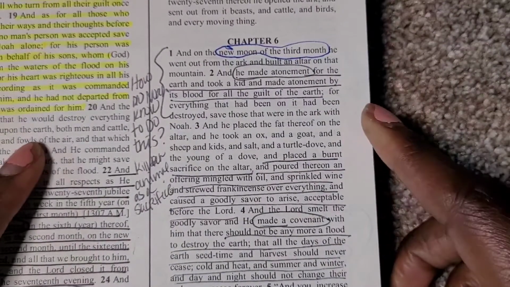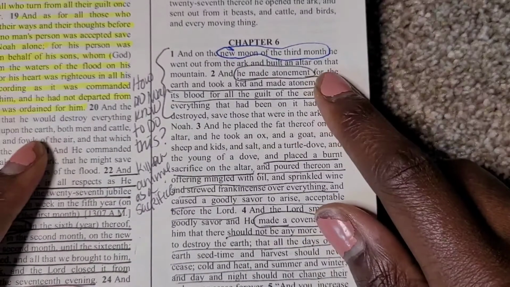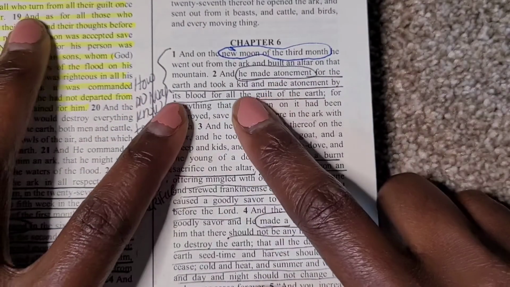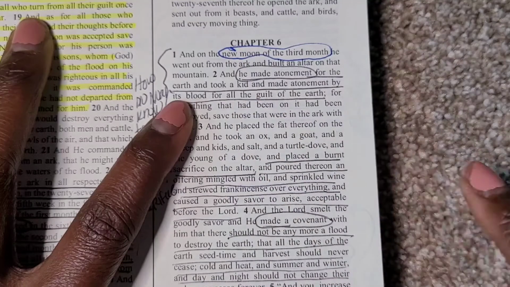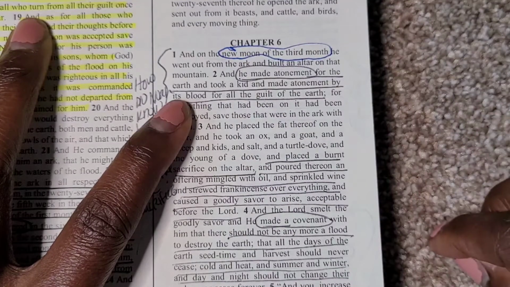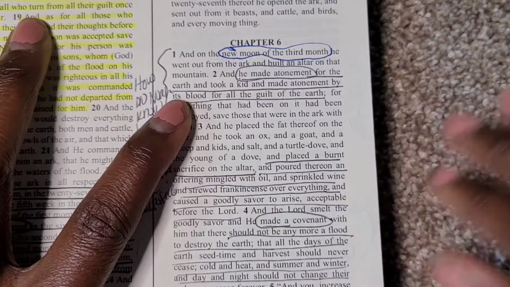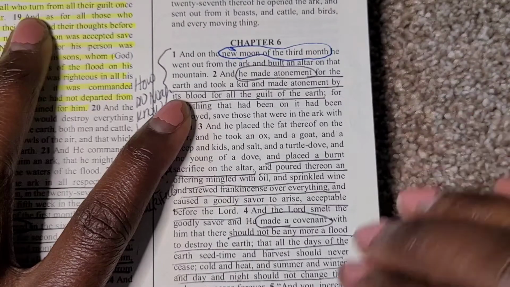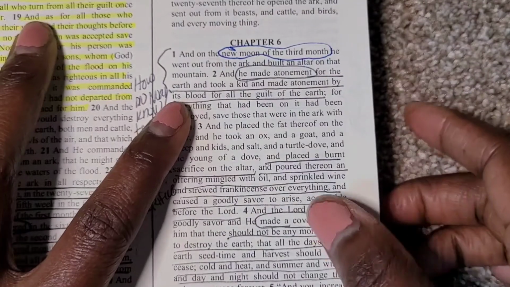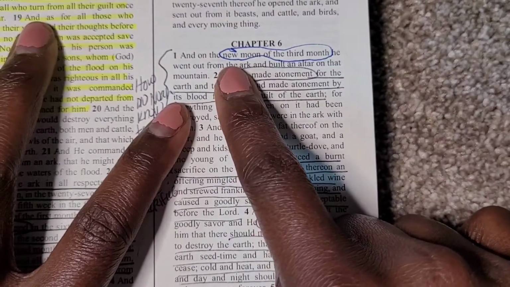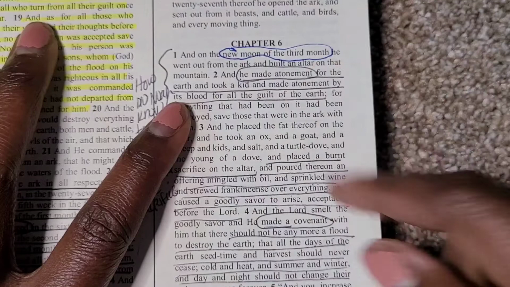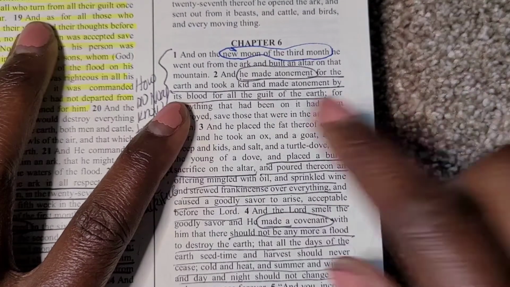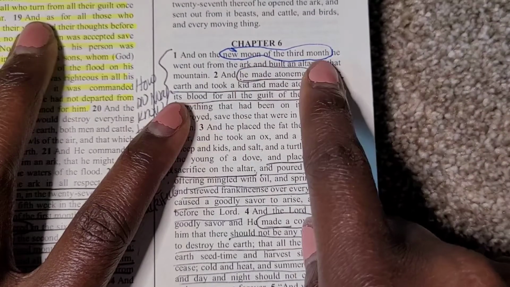So it says, and on the new moon of the third month, he went out from the ark and built an altar on that mountain. Okay, so now Noah is getting out of the ark. The waters have receded and he's getting out of the ark. So this is the new moon, which would be the first day of the third month. The new moon is what marks a new month. So it is the first day of the next month, which means new moon of month 3.